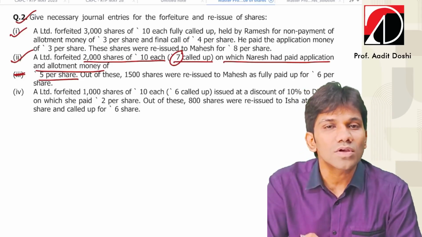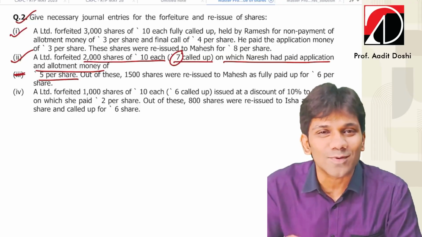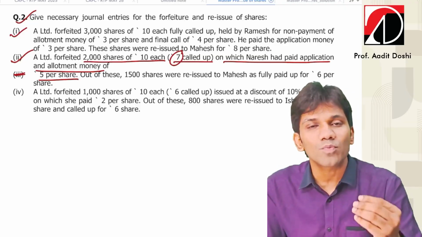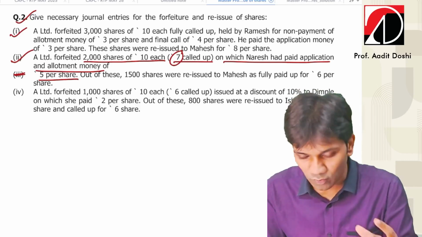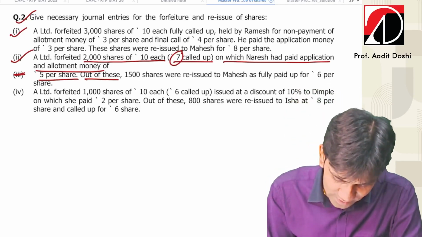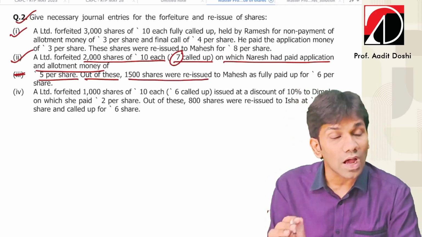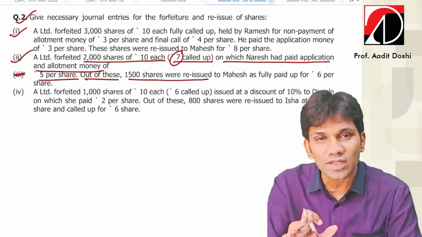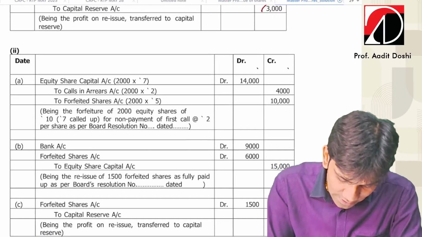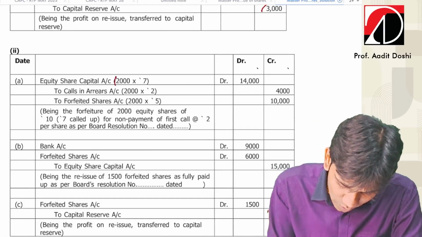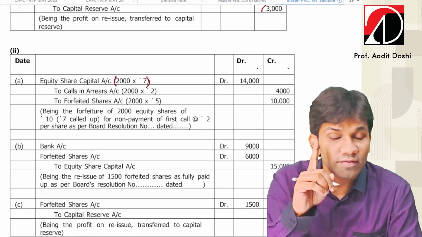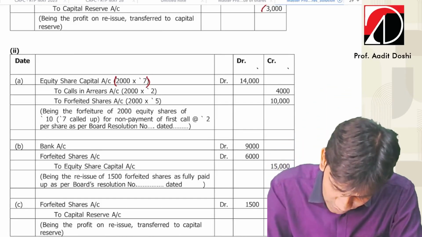So whatever amount not paid by the shareholder will be transferred to calls in arrears, and whatever amount paid by the shareholder will be transferred to share forfeiture or forfeited shares. Out of this, 1,500 shares were issued. Now we'll go on this reissue, but before that I'll pass forfeiture entry. This is the entry, guys. Equity share capital account debit to calls in arrears to forfeited shares. 2,000 into 7. Share capital should be debited with face value or called up, whichever is less, 14,000.